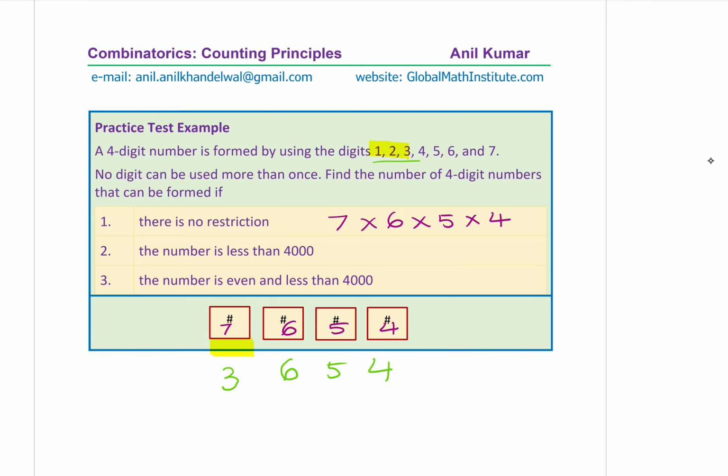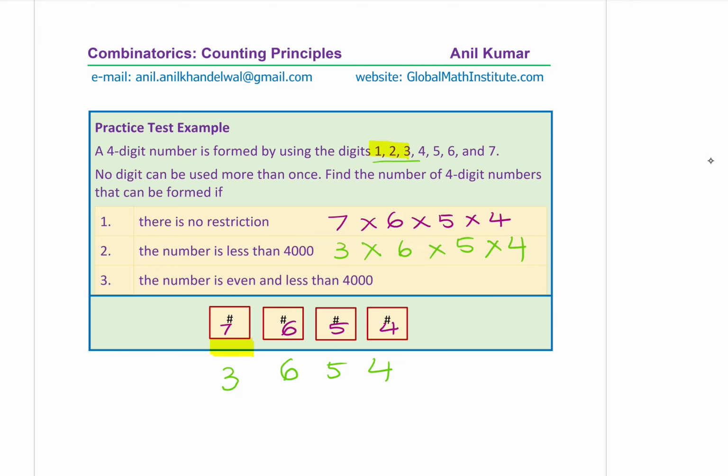So in this case, the choices will be 3 times 6 times 5 times 4. You can always multiply them and get your answer. Of course. Now the question here is, the number is even and less than 4,000, right? So I'd like you to think about it.